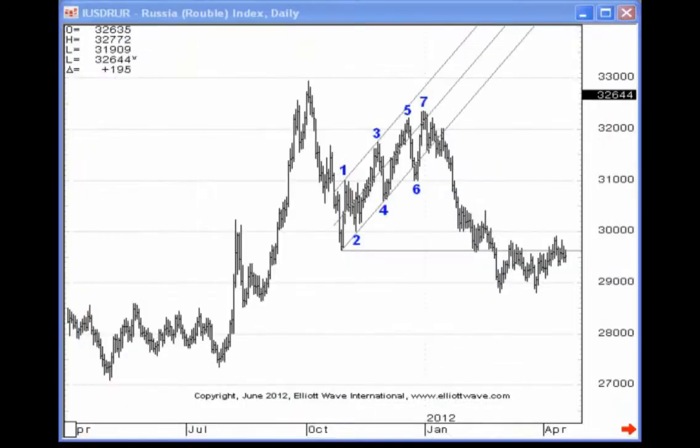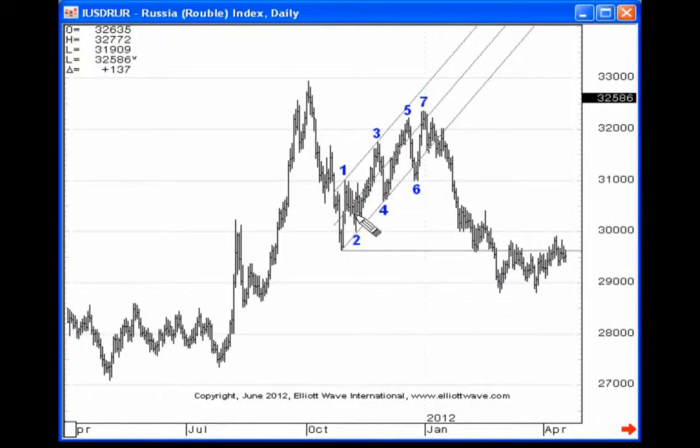Let's look at one more example here. This is the ruble. Okay, this is a currency. Notice that move here back in 2011, that whole advance. It was contained within parallel lines, and more importantly, notice the overlap within the structure to the upside, and also notice the 1, 2, 3, 4, 5, 6, and 7.